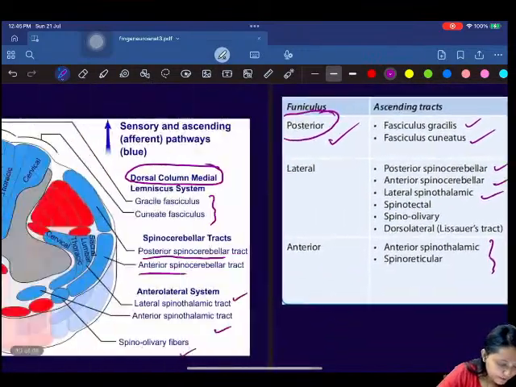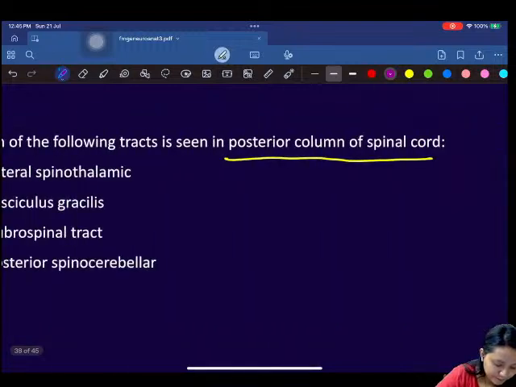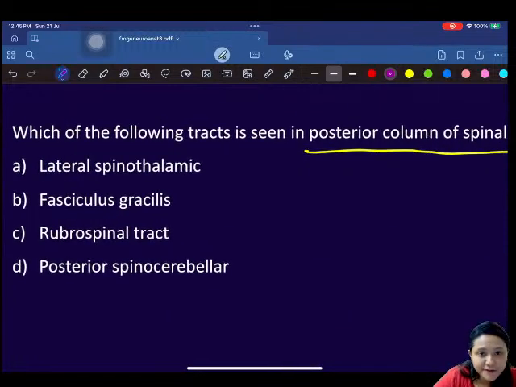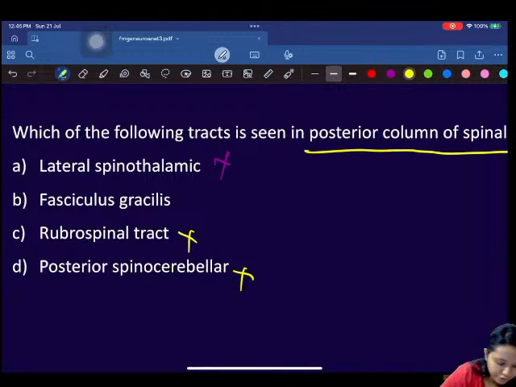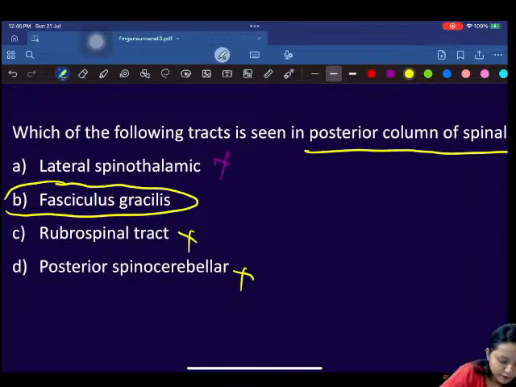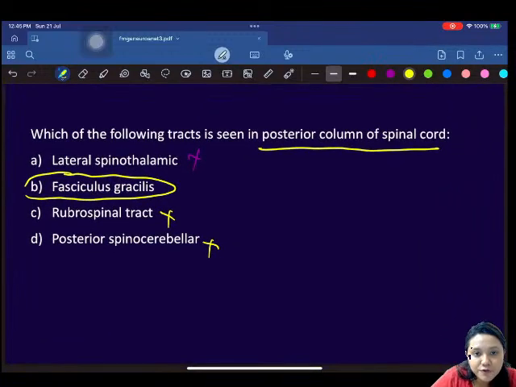Okay, so let us come to the question again. They have given the lateral spinothalamic, it is wrong. The rubrospinal, that is also wrong. The posterior spinocerebellar, it is also wrong. So I told you that in the posterior column of the spinal cord, you have the fasciculus gracilis and the fasciculus cuneatus.